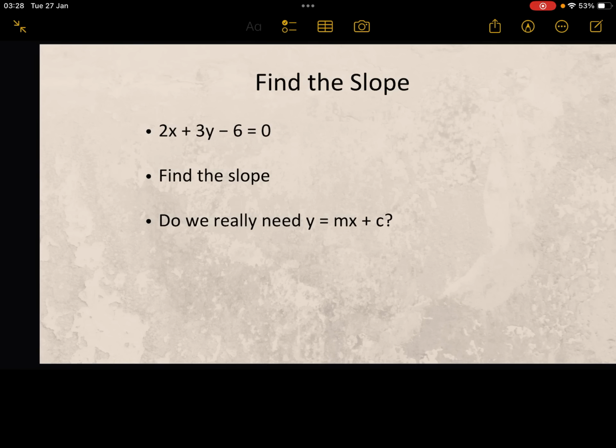Look at this equation. Most students immediately convert this into y equals mx plus c to find the slope. But do we really need to do that every time? Today I will show you how to find the slope directly and, more importantly, why it works.